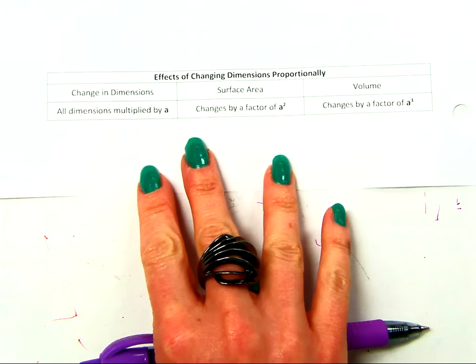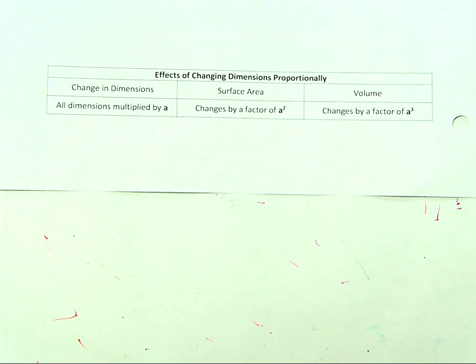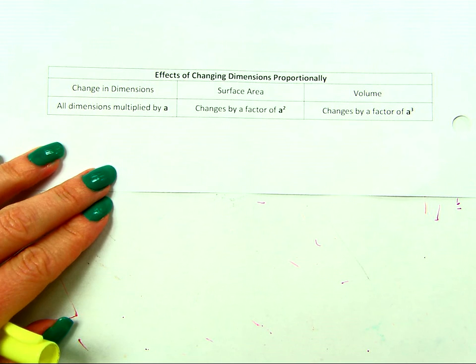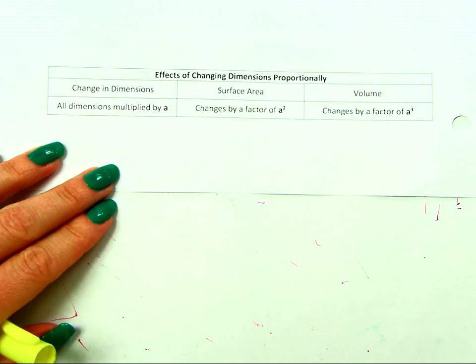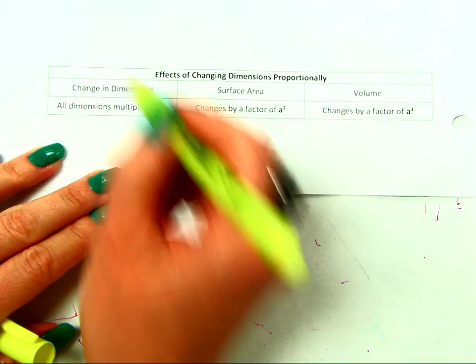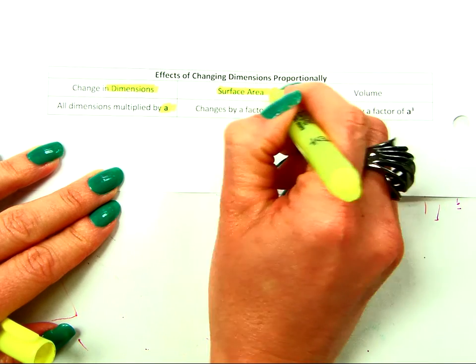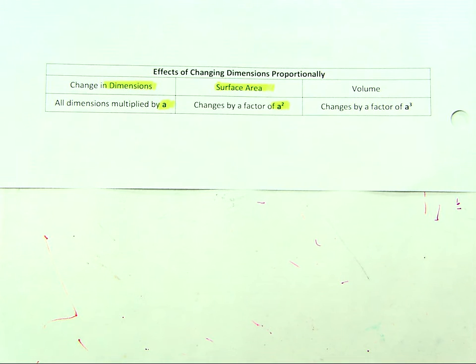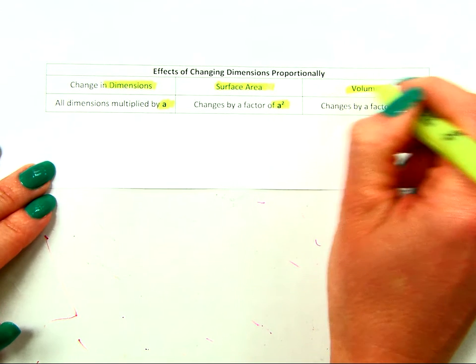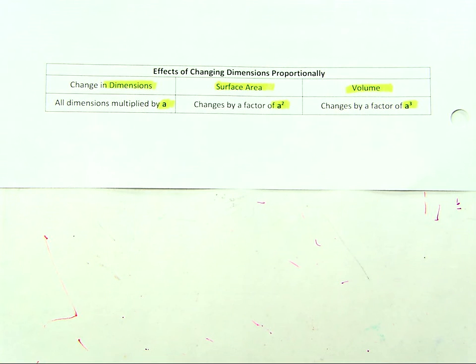If you look down below, I have the chart at the bottom that's trying to summarize what happens when you change your dimensions proportionally, meaning you're changing all your dimensions, not just one. Well, if your dimensions change by a factor of a, your surface area changes by a factor of a squared, and your volume is going to change by a factor of a cubed.